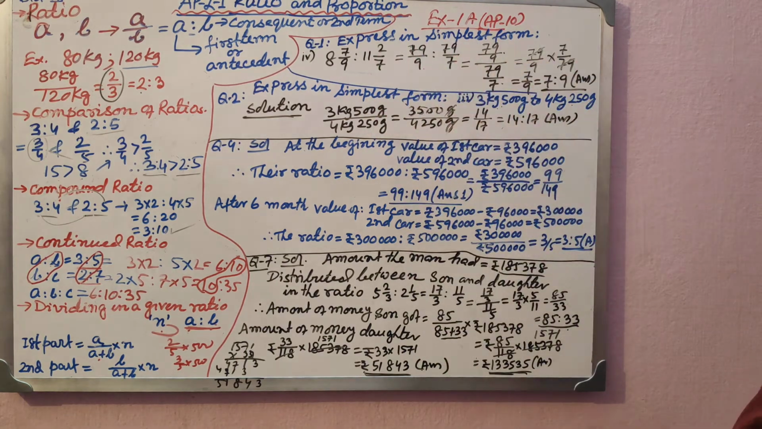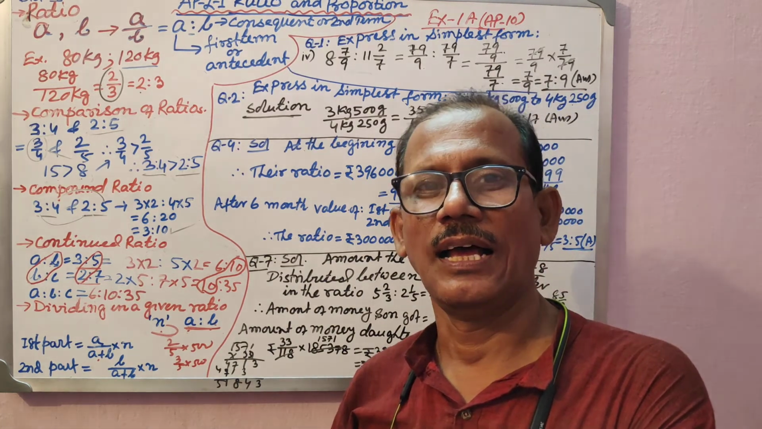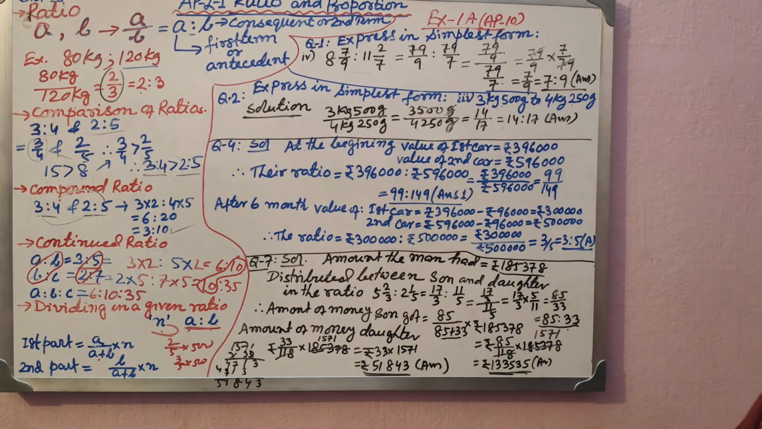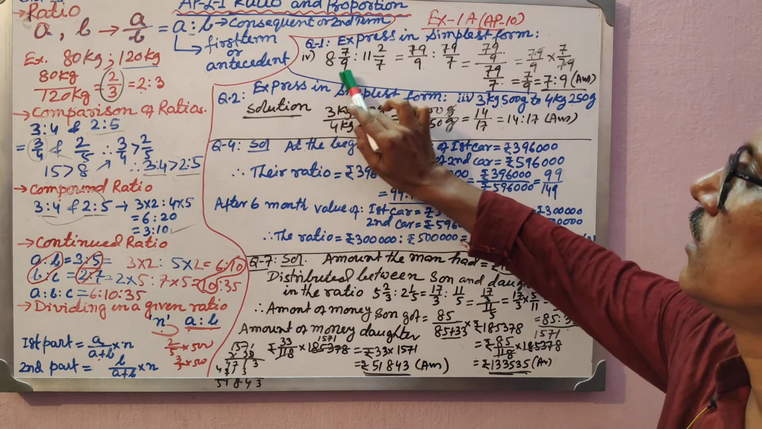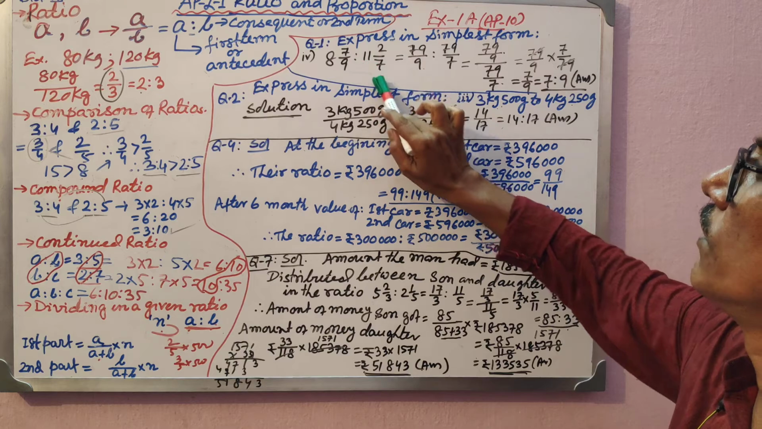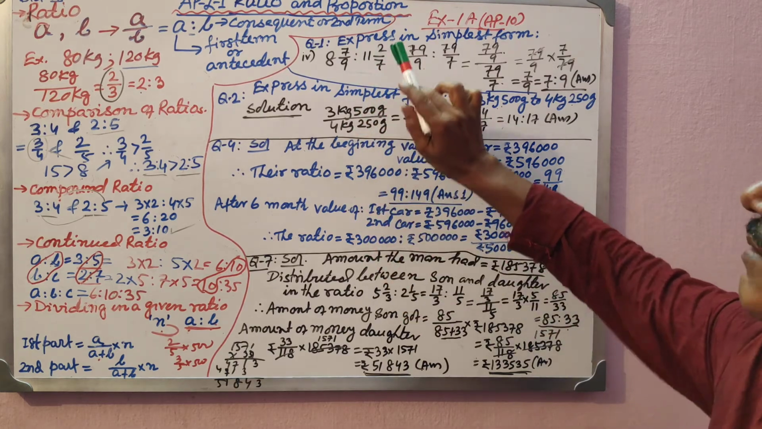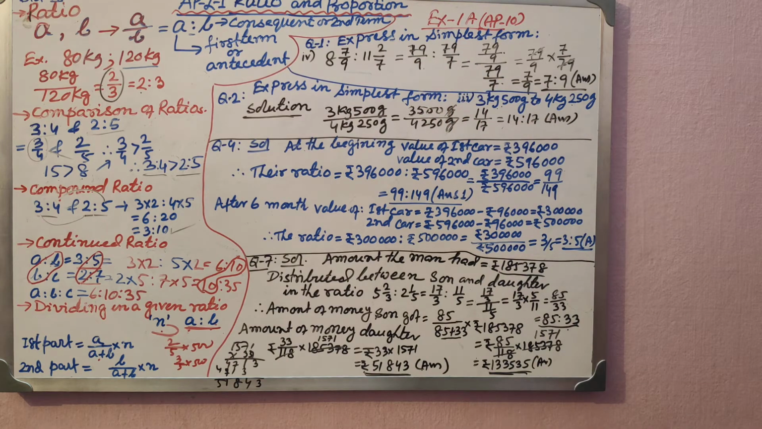Express in the simplest form. A ratio, I told you, always involves two quantities, which have to be the same in nature, the same kind, and then you have to make it into the simplest form. Here it is given in mixed number form. Convert this one into an improper fraction, which is 79 by 9. This one, if you convert it into an improper fraction, 11 times 7 is 77 plus 2, 79, so 79 by 7. So 79 by 9 is to 79 by 7.